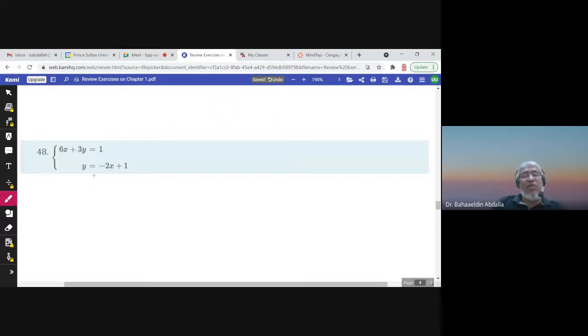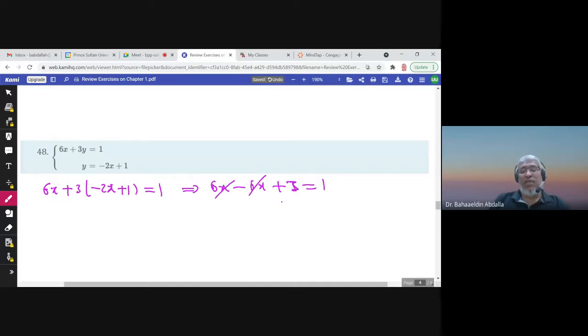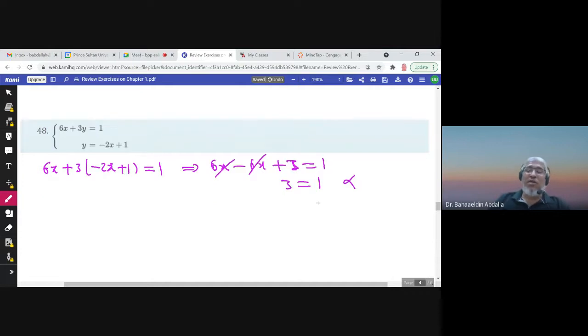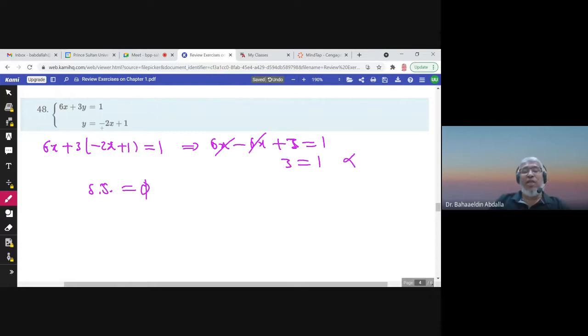Well, the second equation here is already solved for y, so I can use substitution here. I can start with the first equation and replace y in the first equation by its value from the second equation, okay? And I solve this equation, I find the value of x, okay? So I'll have 6x and then 3 minus 2x, this is minus 6x, and plus 3 equals 1. Well, now 6x cancels with 6x, and I have 3 equals 1, and this is not correct. 3 cannot be equal to 1. So this means that this system has no solution, and the solution set is phi. And it means also that these two lines are parallel lines.